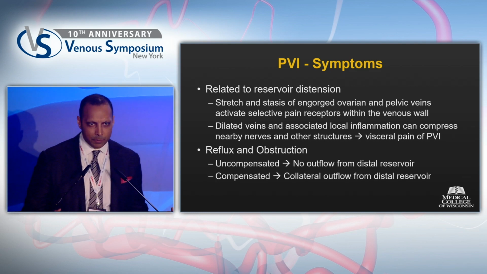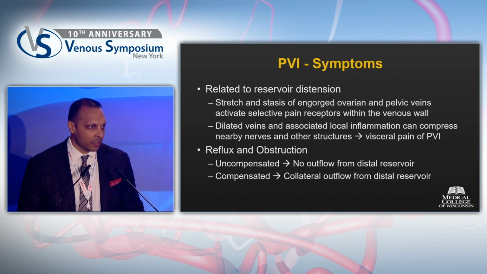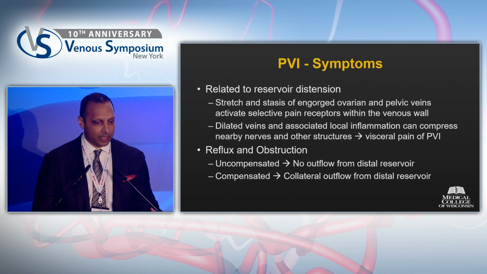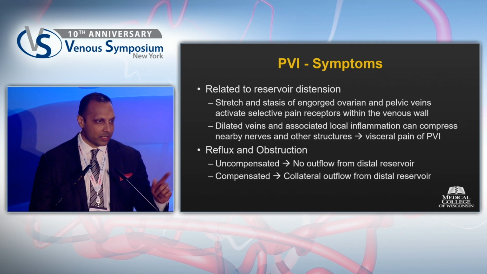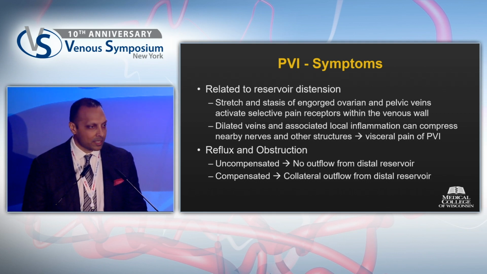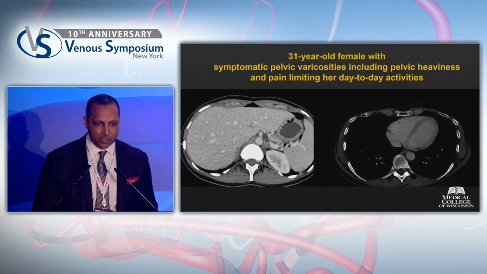And we've also established that there's a reflux and obstructive component. As Kush nicely walked through, these patients can have either uncompensated or compensated obstruction, right? So if there's an obstructive component and there is no outflow, then symptoms are going to be related to that specific reservoir. If it is compensated and there's now outflow through a so-called collateral pathway, then the symptomatology is going to be related to that collateral outflow. And we'll show that with some case examples to illustrate this nicely.